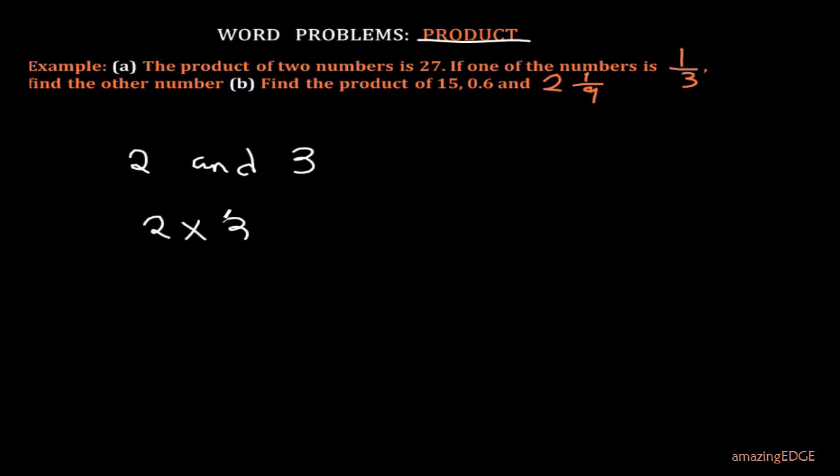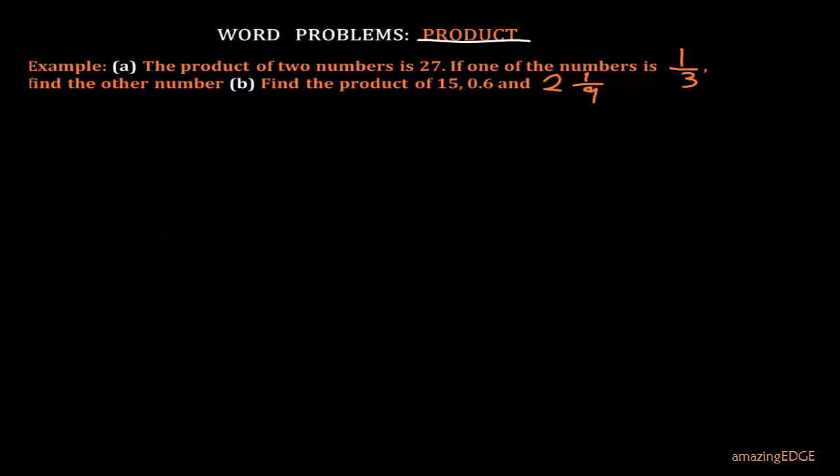So when you multiply 2 and 3, the result you get, which is 6, is what we refer to as a product. The product is just the answer you get after multiplication of 2 or more numbers. That's what we mean by product. So now we'll be looking at the word problems that involve this product. So we're kicking off with an example.